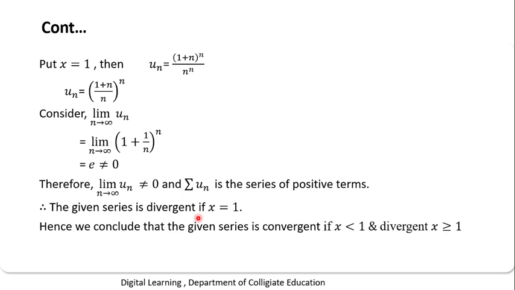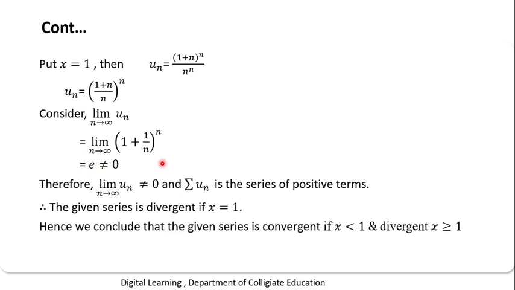Put x is equal to 1, then we get u_n is equal to (1 plus n) to the power of n divided by n to the power of n. That is, u_n is equal to ((1 plus n) divided by n) to the power of n. Apply the limit on both sides. The limit as n tends to infinity of u_n is equal to the limit of ((1 plus n) by n) to the power of n, which can be written as (1 plus 1 by n) to the power of n. This is a standard limiting value. (1 plus 1 by n) to the power of n is nothing but e, where e is approximately 2.7. 2.7 is not equal to 0.